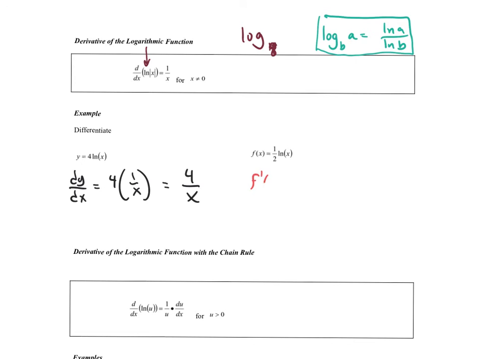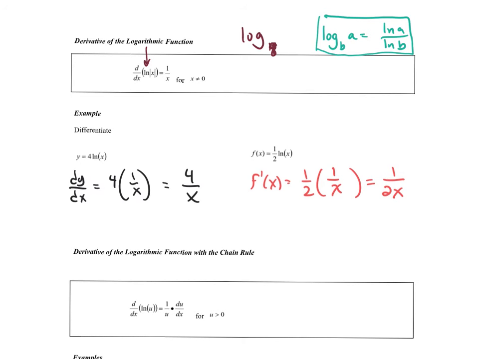If we look at this one, f prime of x, we have 1/2, because that's just some constant out front, times the derivative of ln x, which is 1 over x. So we get 1 over 2x. So a log function, its derivative is pretty simple. It's just 1 over x. Or if you think about it in terms of the chain rule, it's 1 over whatever is inside the log function.